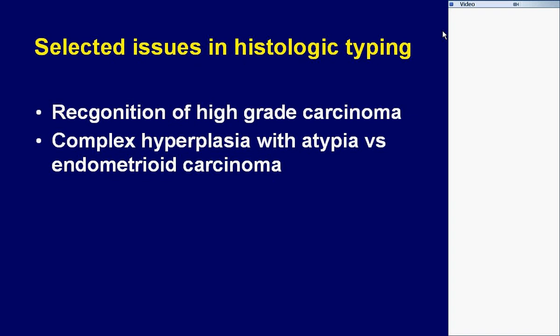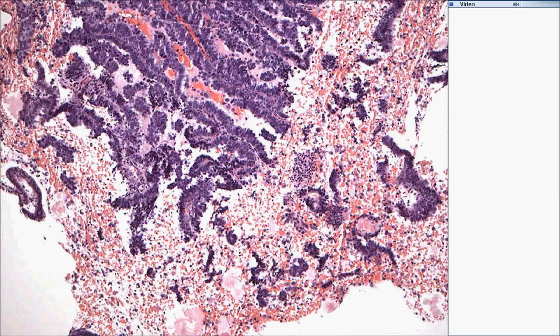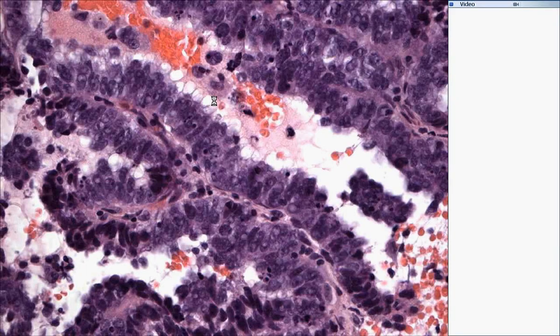Now, having said that, as I mentioned, Dr. Shrigley had asked me to discuss some issues. So these are some selected issues that I would like to discuss vis-a-vis histologic subtyping, especially the recognition of high-grade endometrial carcinoma, and sometimes the difficulty you may have in distinguishing between complex hyperplasia and endometrial carcinoma in a hysterectomy specimen. Now, I wish all serous carcinomas were like this and had this grade 3 nuclei, and life would be so easy for all of us. But life, as you know, is not like that.